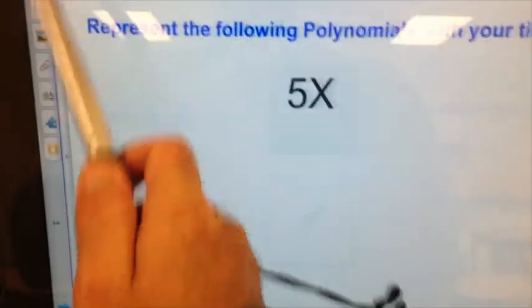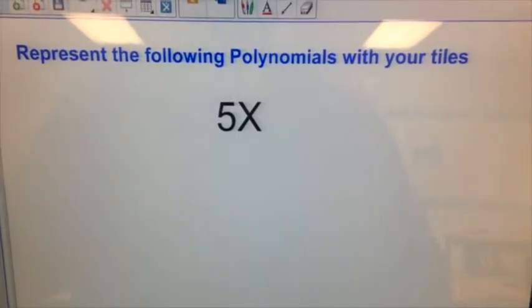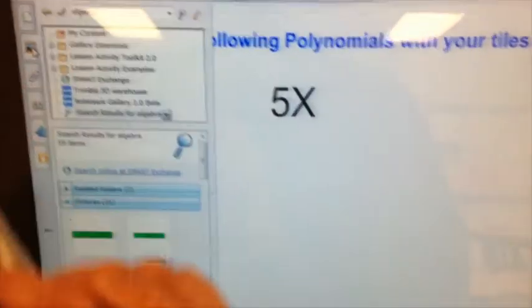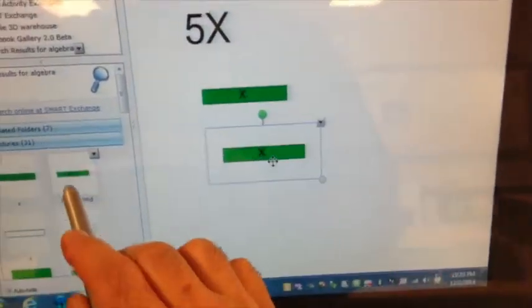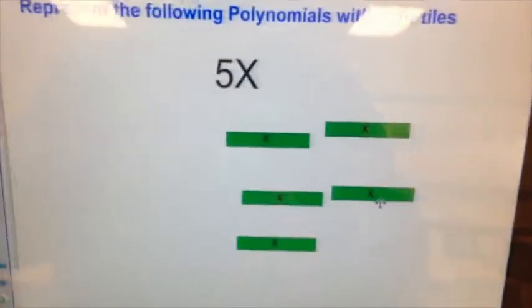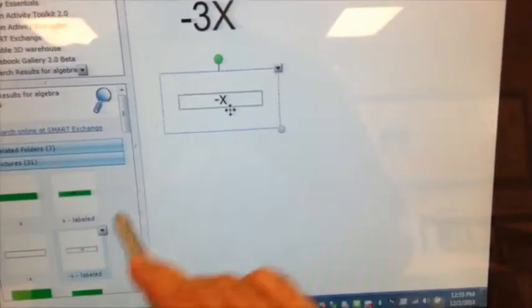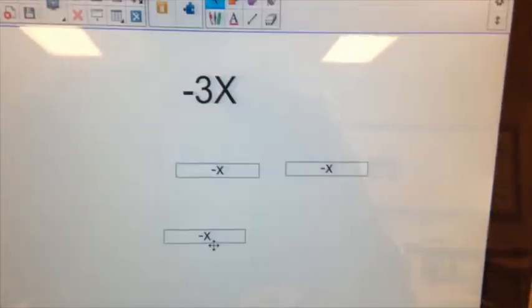Okay, so for example, one of the things you have to do is be able to represent a polynomial like 5x. So what does 5x look like? If we had our tiles, 5x is like so: 1, 2, 3, 4, 5. Okay, 5x. Makes sense? Next one, negative 3x. What does that look like? That looks like negative 1x, negative 2x, negative 3x. Negative 3x.